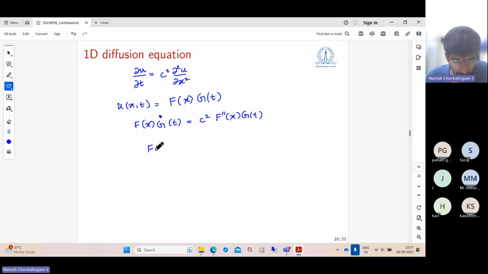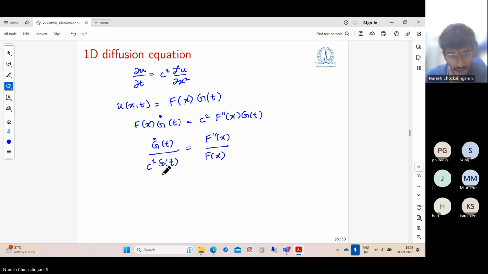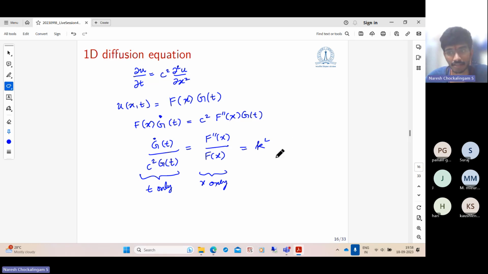Again, separate the variables. You get g dot of t by c square g of t is equal to f double dash of x by f of x. This is a function of t only. This is a function of x only. So both of them should be equal to some constant. Let us call it some k square or whatever. Then the same procedure: split it into two ordinary differential equations, solve them separately, and enforce the boundary conditions.